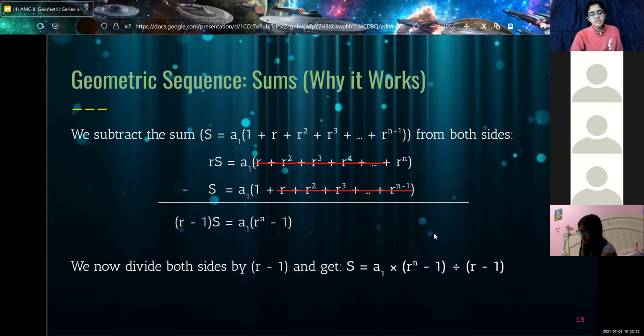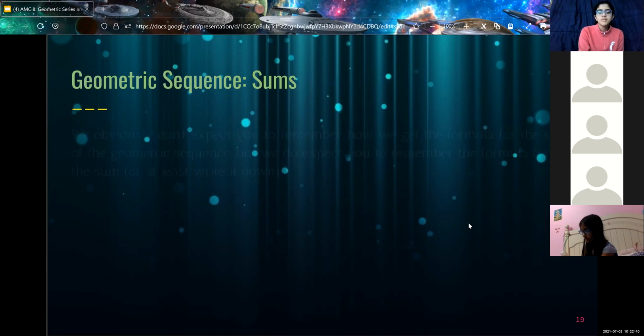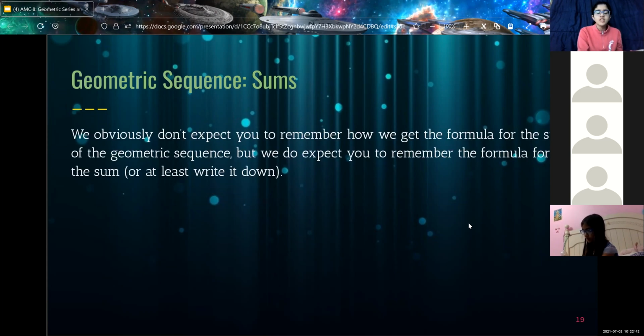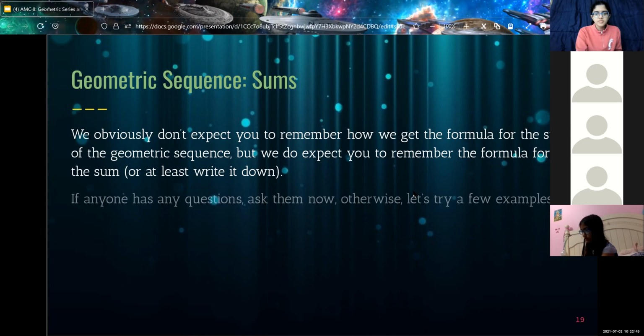So that means that that's our equation, right? That is the equation we have gotten. So obviously, I do not expect you to remember this logic or how to get the formula, but please remember the formula, or at least write it down.